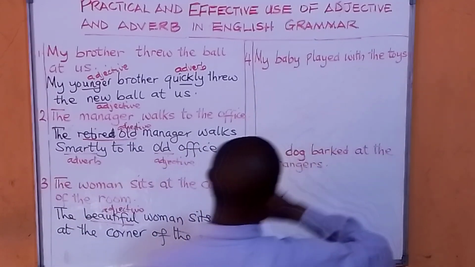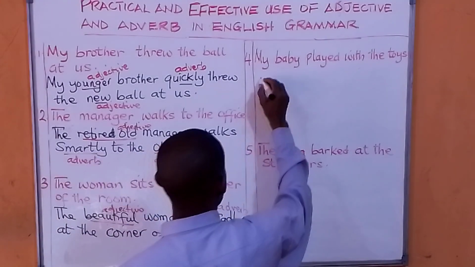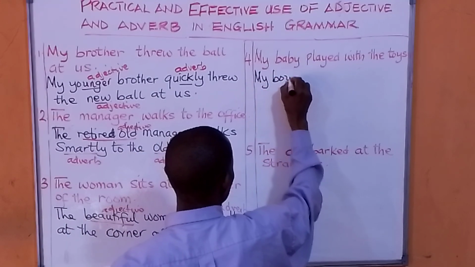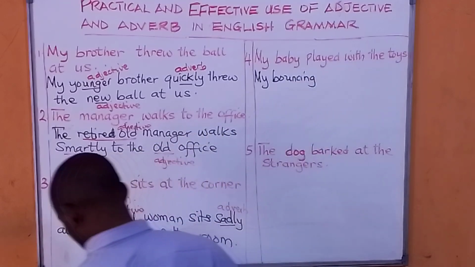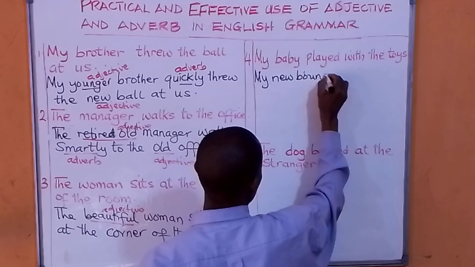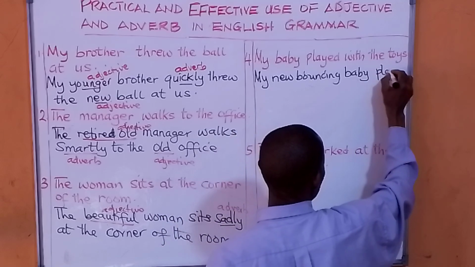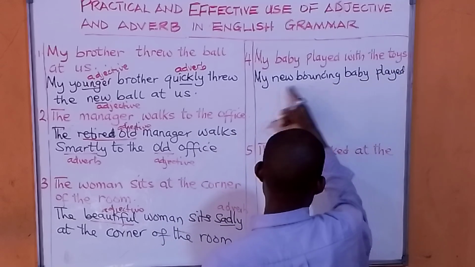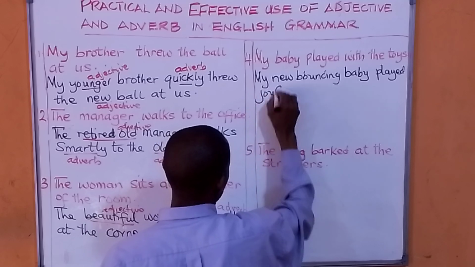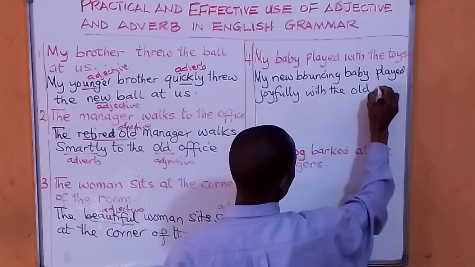My baby played with the toys. Simple. It's a simple sentence. Suppose I add more information to that, it will make the sentence more interesting. Let me say, my, what? Let me put new. My new bouncing baby. Played how? Baby, I qualify that. Played joyfully with the old toys.